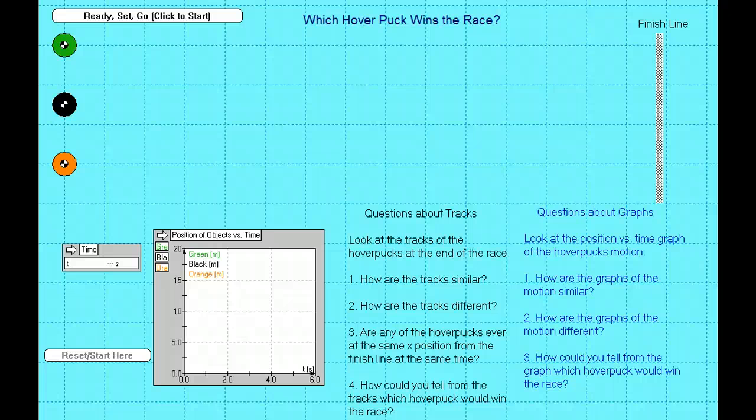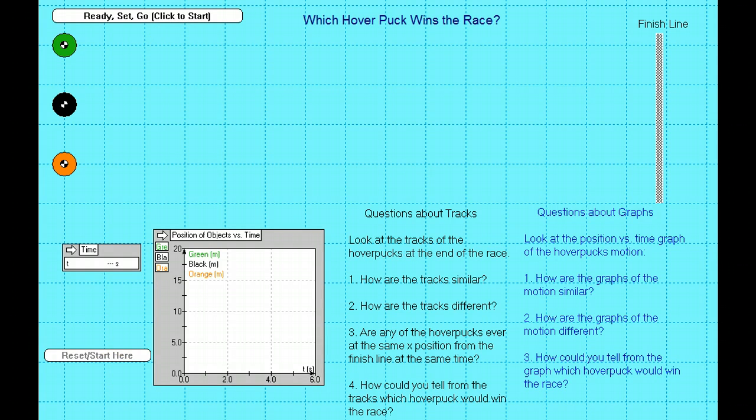Okay, this screencast is using a simulation called Interactive Physics to compare the motion of three different hoverpucks. Hoverpucks use air forced out through a fan to help lift them off the ground a little bit so they kind of hover, kind of like being on an air hockey table. So they have low friction and move with close to constant speed.